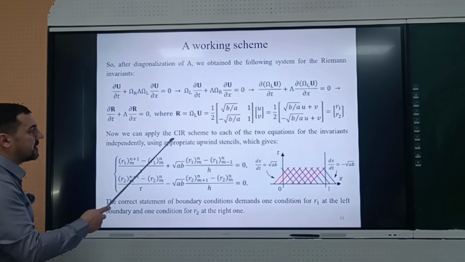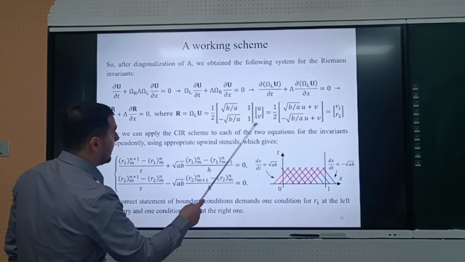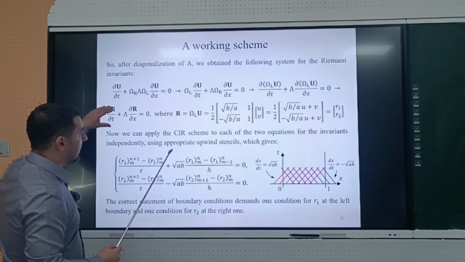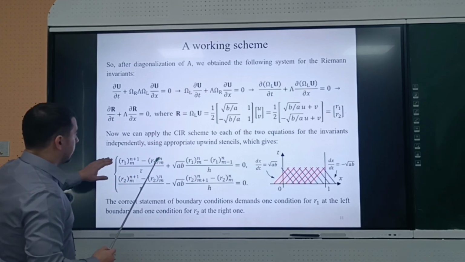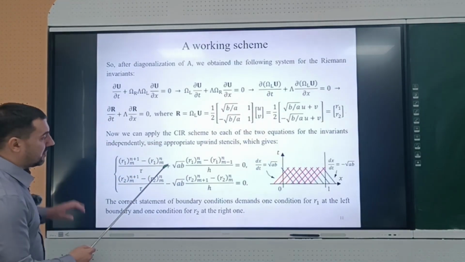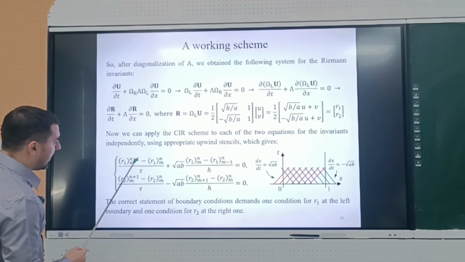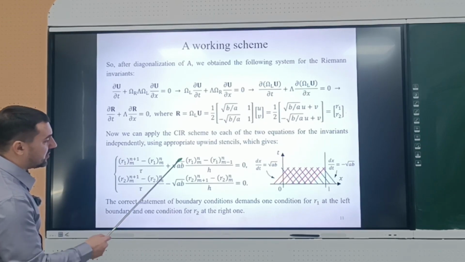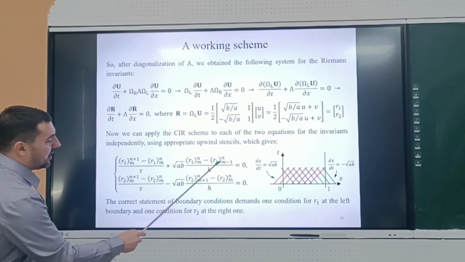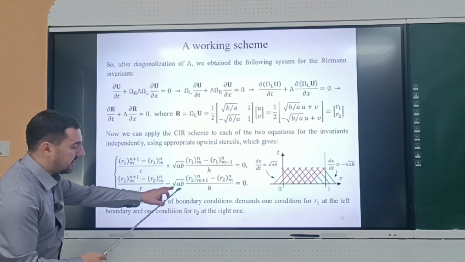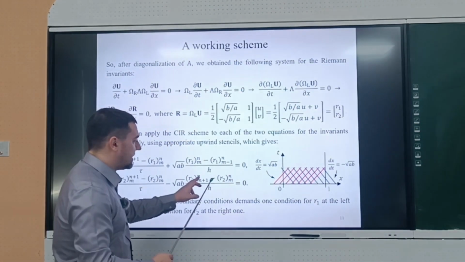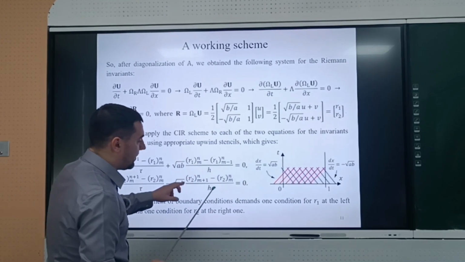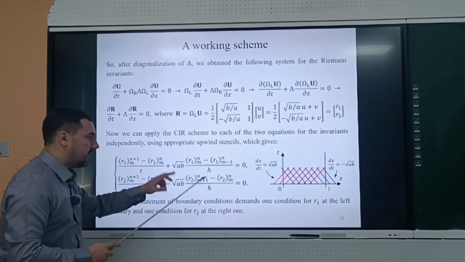And now we can apply the Courant-Isaacson-Rees numerical scheme, but not to the initial equations, but to these equations for the invariants, using the appropriate upwind stencil. So here we use the Courant-Isaacson-Rees scheme, but here for R1, and here for R2. Here lambda is greater than 0, that is why we use an upwind stencil here, m minus m minus 1, and here lambda is negative, and we use the corresponding upwind stencil for the second invariant, m plus 1 minus m. Because depending on the sign of lambda, we should use either this stencil or this stencil.